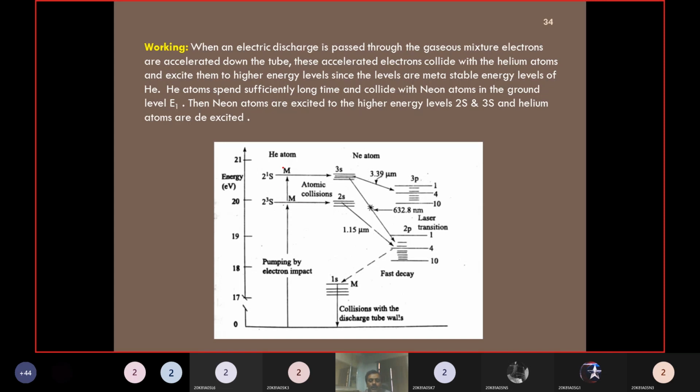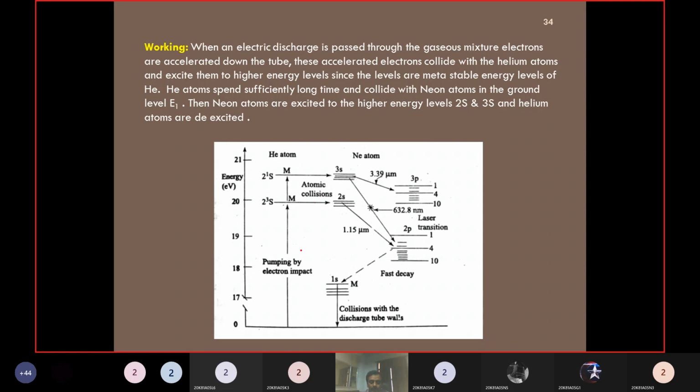So these also have metastable states, metastable energy levels. Here also helium atoms will stay for much more time, and these helium atoms will react with the neon atoms.